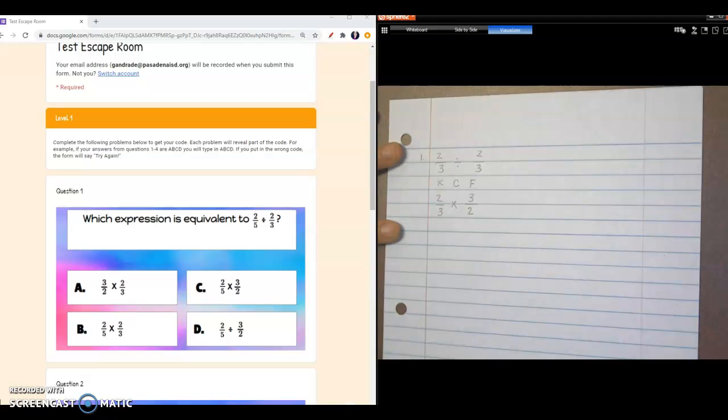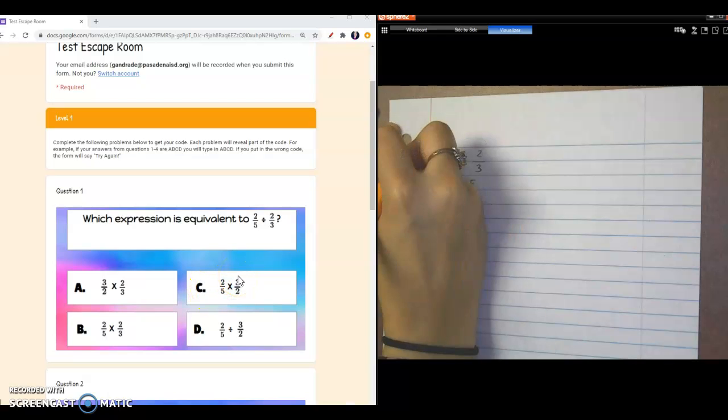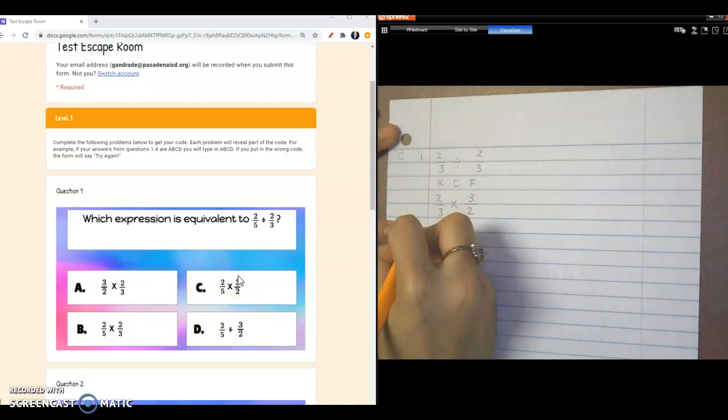And notice how it says which expression, so we do not have to solve it. So which expression matches with mine to the right? So the answer would be C. Number 2.